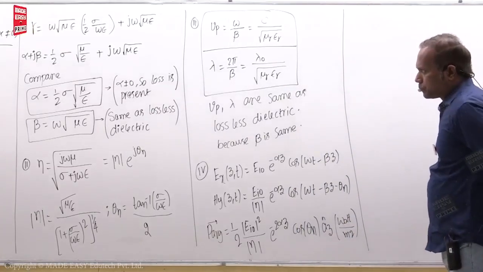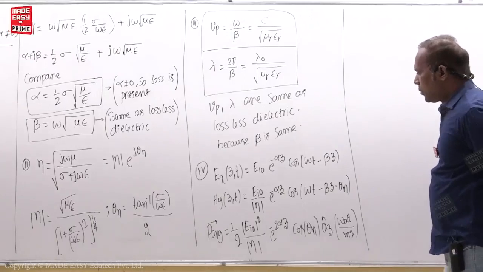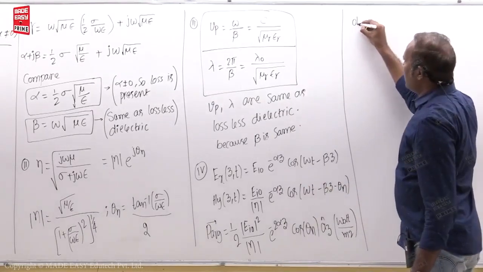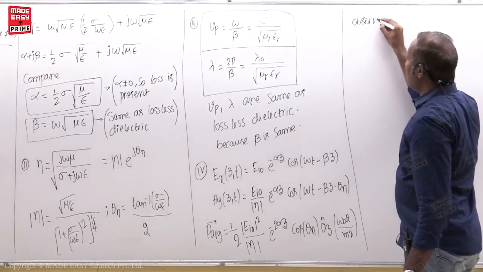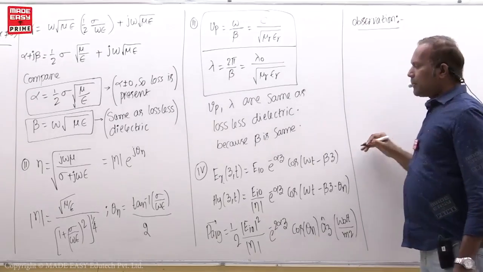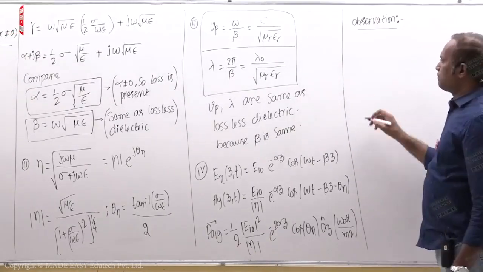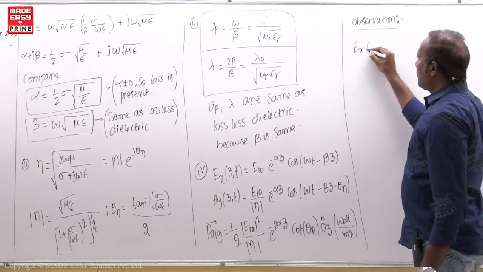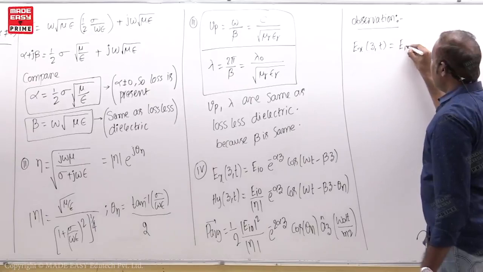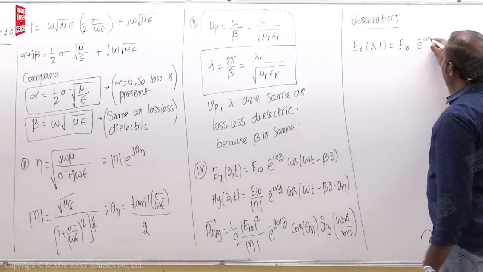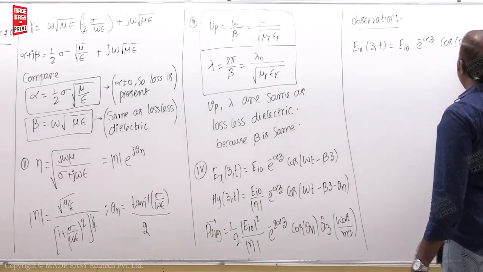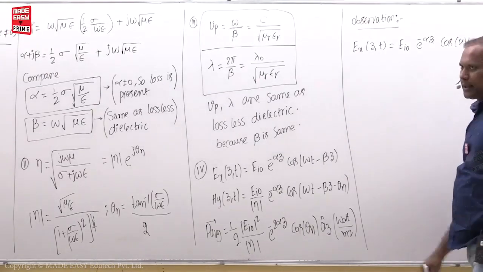Now, one simple discussion I am doing by taking this one. Observation I will write, then I will put in the box what is to be remembered. I will write the observation, after observing this I will write in the box what to remember. So electric field x component is EA0 e power minus alpha z cos of omega t minus beta z. Okay, students.